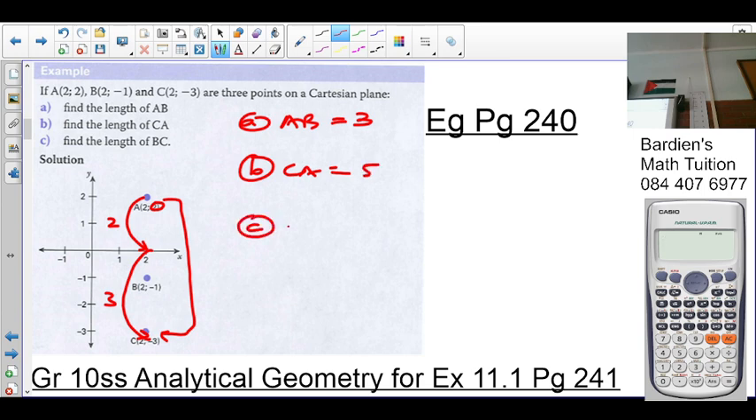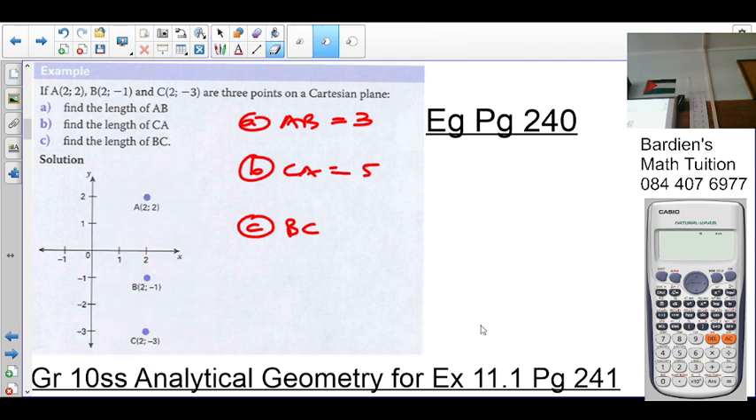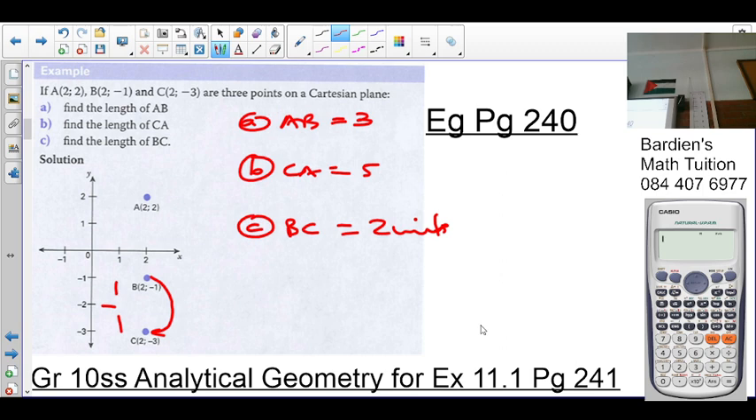Let's look at C, which is BC. BC is here from there to there. So from -1 to -3, I'm moving down 2 units. So not always we're going to have a diagram.